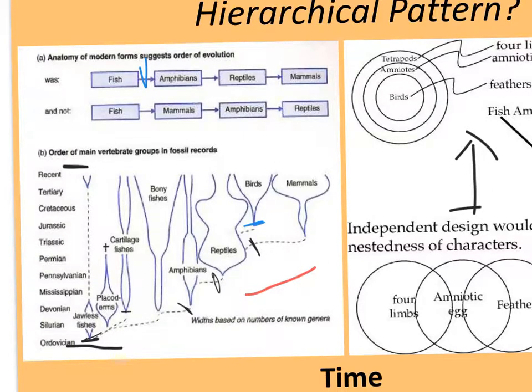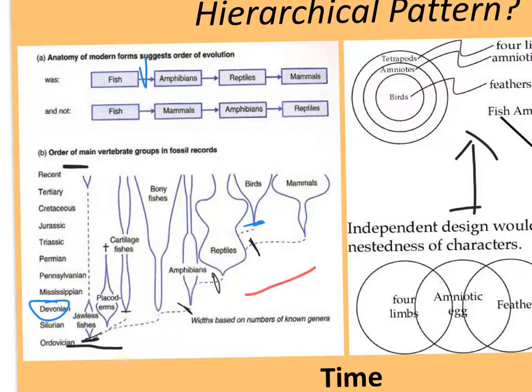And the reptiles, of course, included a bunch of things. They included lizards and snakes, turtles and tortoises. They included crocodilians and birds and dinosaurs. And this is all in the fossil record. So we would never expect to find, let's say, a bunny rabbit way back in the Devonian. There's an order, and this order is based on time.